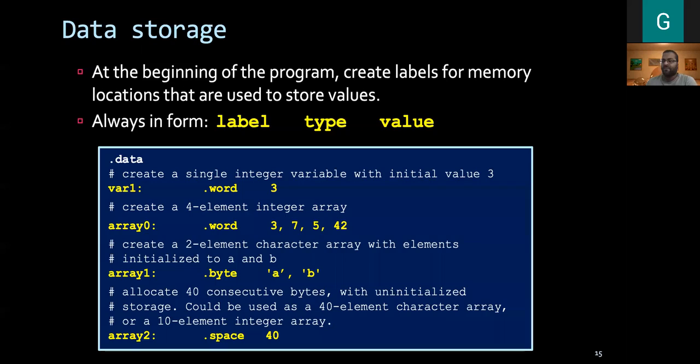Over here, var1, we're defining a word. A word is 4 bytes. And then we're assigning that the value of 3. In the second example, we're creating an array of different values. Instead of just putting in a 3 there, if you put in a list of values separated by commas, it'll create a 4-element array in this example. Array 1, we're creating an array of bytes, in a similar way.